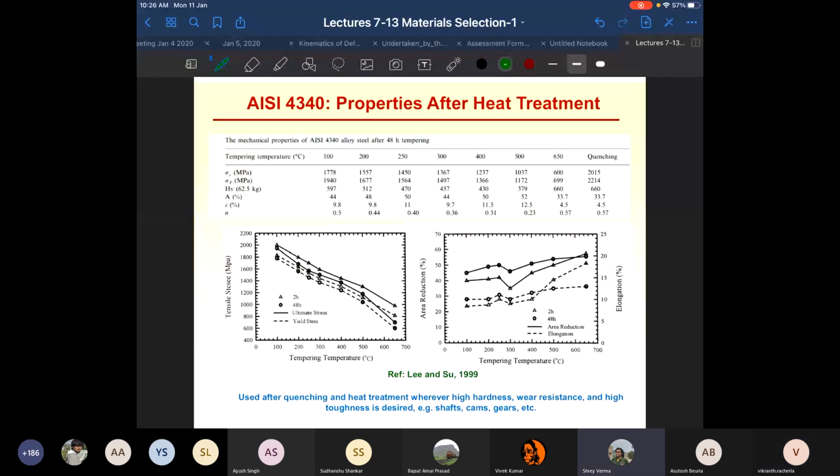We can do annealing or quenching. So if you want to increase the strength of the material, then what do you do? We quench it. Okay, normally you subject it to an oil quenching process. And then do we directly use the material after the quenching process? No, sir, tempering is done. No, we do not use it immediately after the quenching process.